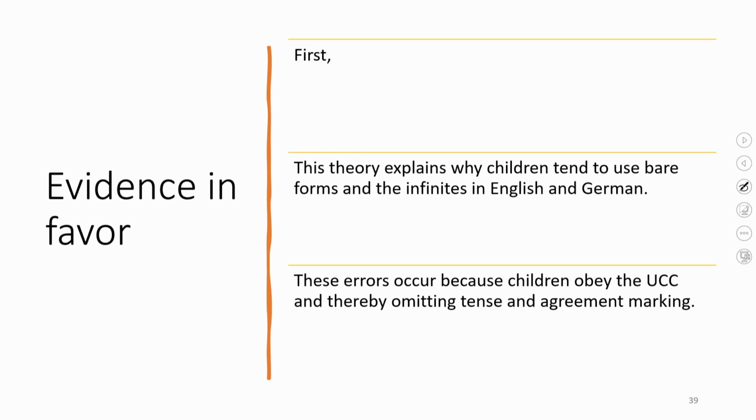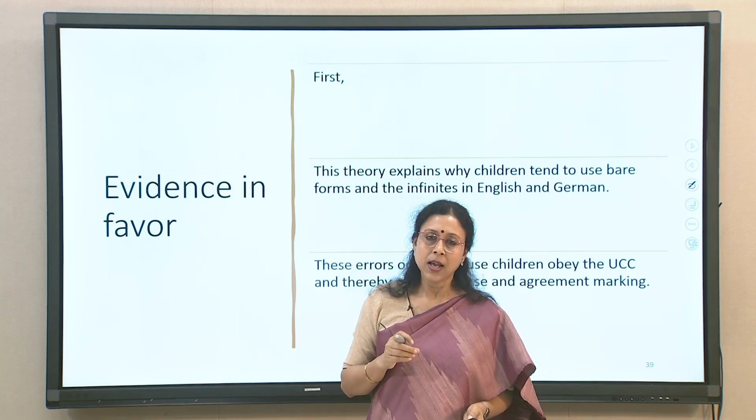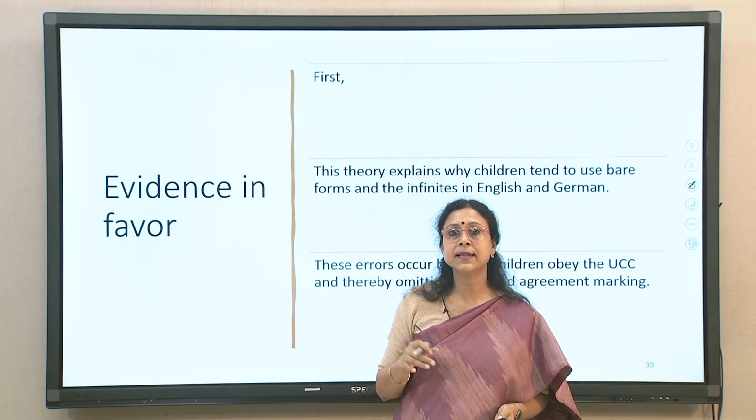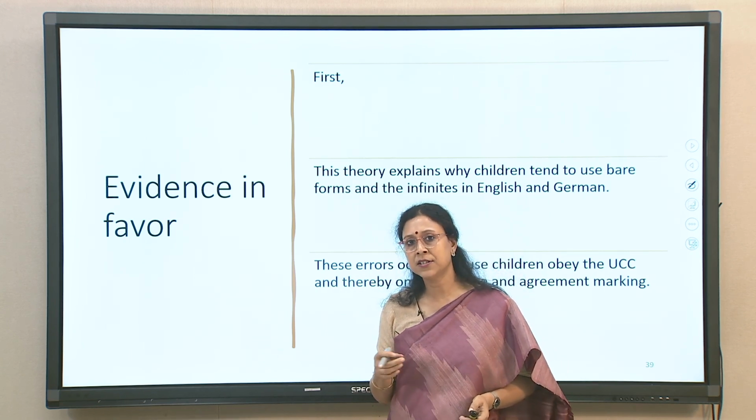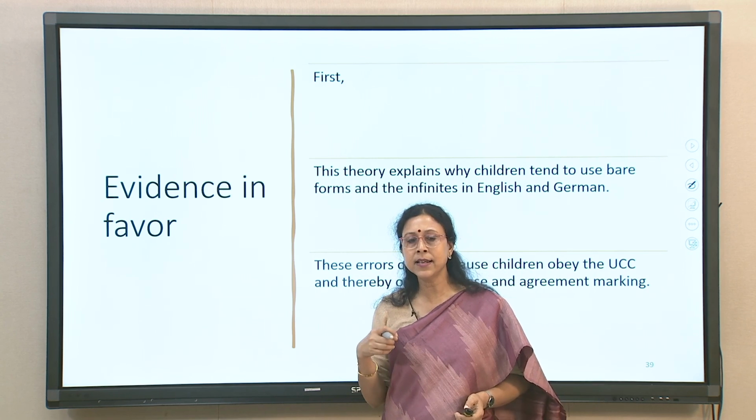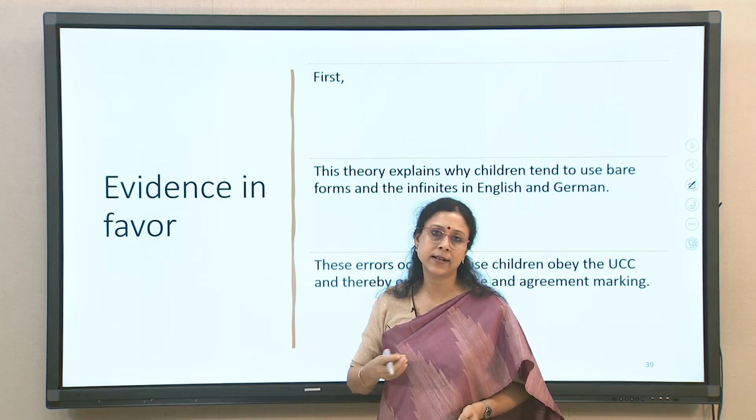This theory explains why children tend to use bare forms and the infinitives in English and German. This is a very common feature in the initial stages of language acquisition among children. When they are beginning to use their small shorter sentences, they use bare form, or sometimes infinitives, only infinitives. So, this has been reported in English, in German and so on. By this theory it is very easy to explain why it happens.